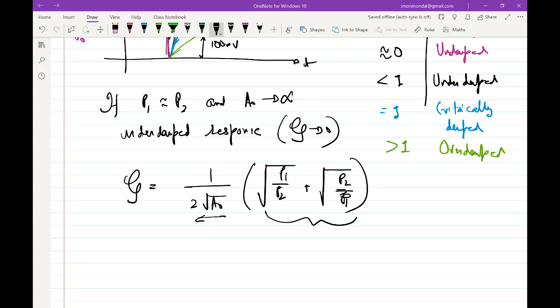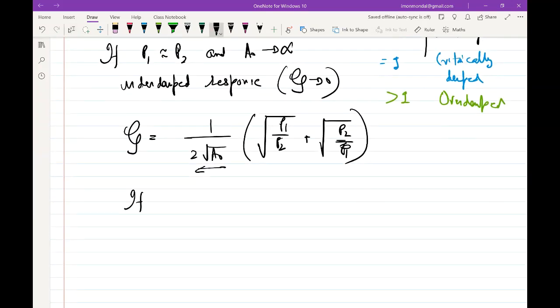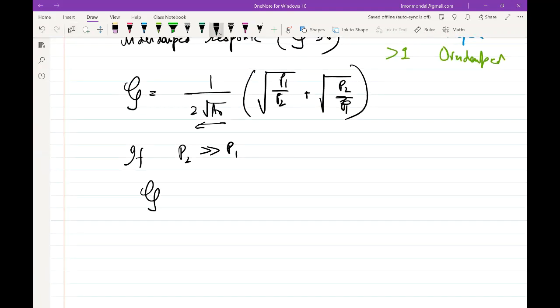So what we'd like to do is to ensure that this stuff inside the bracket is also not finite. It can be of the order of A0. So then, with something big, I have a chance to make zeta close to one. Which essentially means that P1 and P2 cannot be close by. Right? So if P1 and P2 are far apart, let's assume that P2 is much, much greater than P1, you can assume the other way around also. If P2 is much, much greater than P1, then zeta becomes 1 by 2 under root A0 under root P2 over P1. Right? And if I want this to be 1, then P2 becomes 4 times A0 P1.